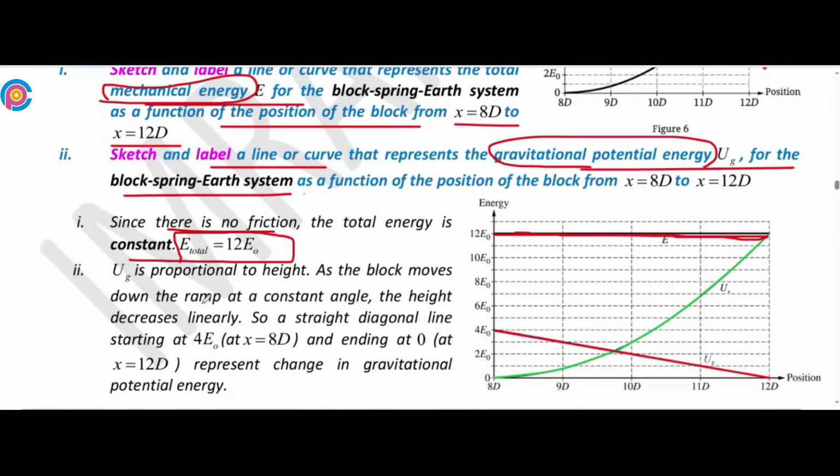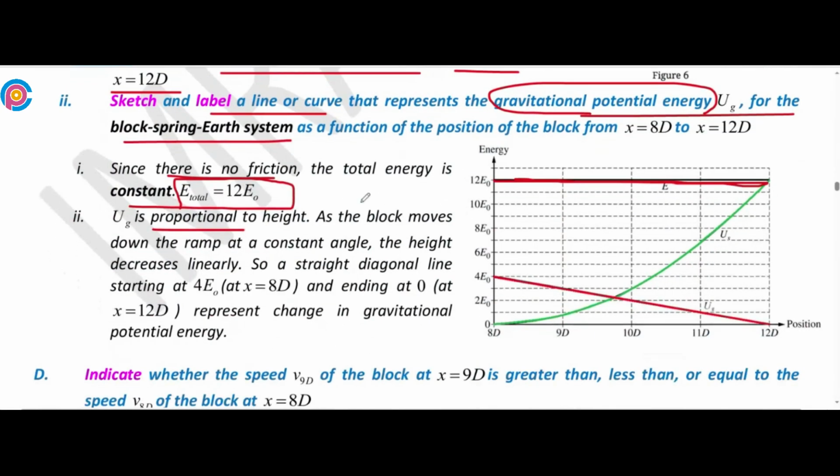So what about the gravitational potential energy? Gravitational potential energy depends upon the height. The block moves down the ramp at a constant angle, so height decreases linearly. So the straight diagonal line represents 4 E naught at x equals 8d, ending at 0 at x equals 12d. From here, it represents the change in gravitational potential energy.